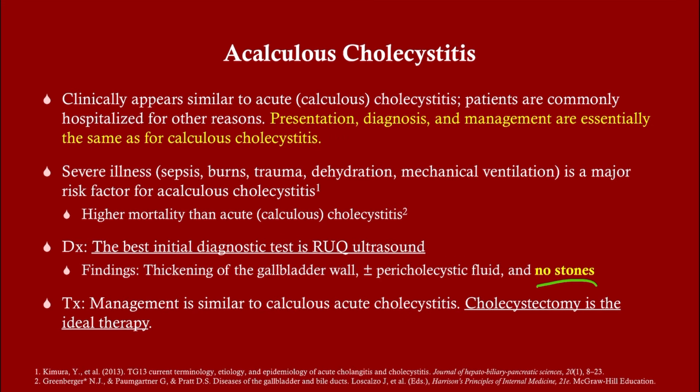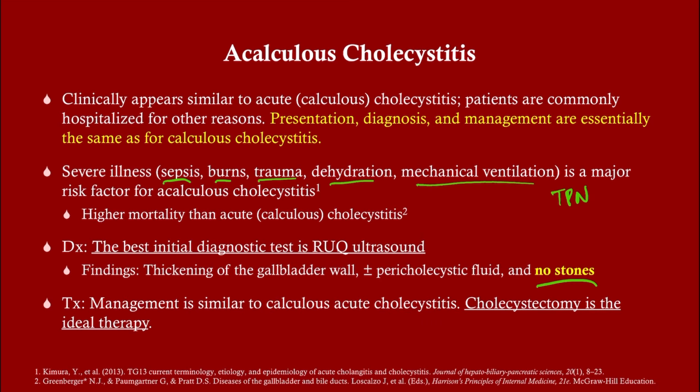What is important for you to know with acalculous cholecystitis is that it's associated with some other things. And the big one is severe illness. So often these patients will already be hospitalized. I put here some really important things: sepsis, burns, trauma, dehydration, mechanical ventilation. Another one could be total parenteral nutrition. Why? Because the gallbladder doesn't need to work, and so the gallbladder is under some amount of stasis.